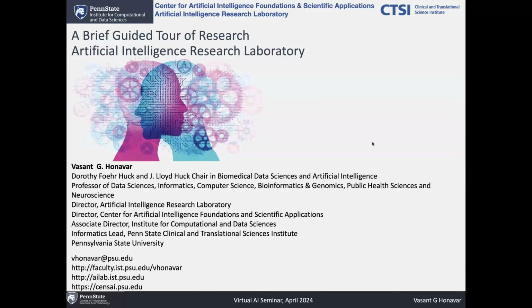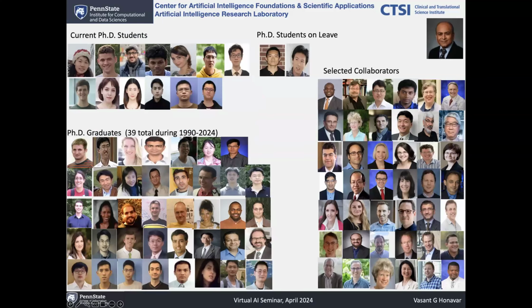So I just wanted to first introduce my lab. I have a wonderful group of graduate students that I work with and many collaborators at Penn State and beyond. And many of the alumni of the lab are now either faculty or leading researchers in industry in AI and related areas.